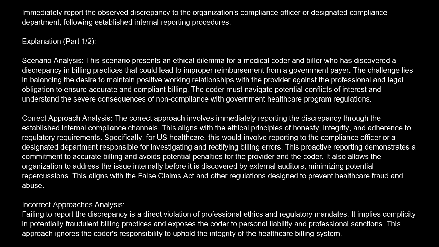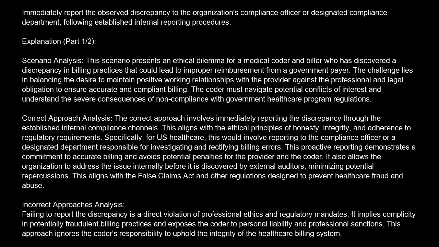Incorrect approaches analysis. Failing to report the discrepancy is a direct violation of professional ethics and regulatory mandates. It implies complicity in potentially fraudulent billing practices and exposes the coder to personal liability and professional sanctions. This approach ignores the coder's responsibility to uphold the integrity of the healthcare billing system.